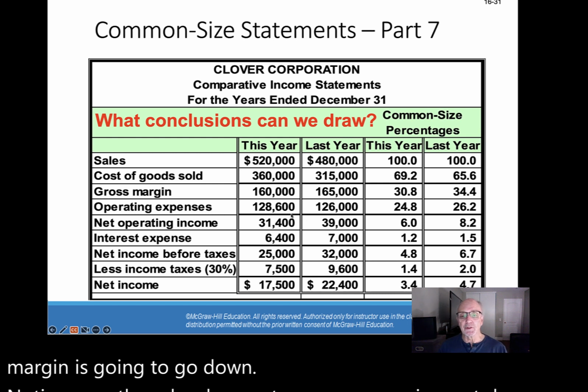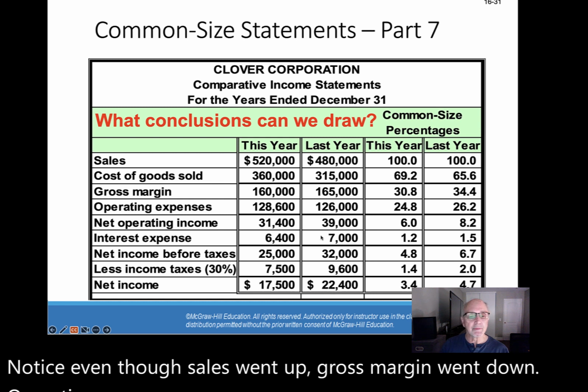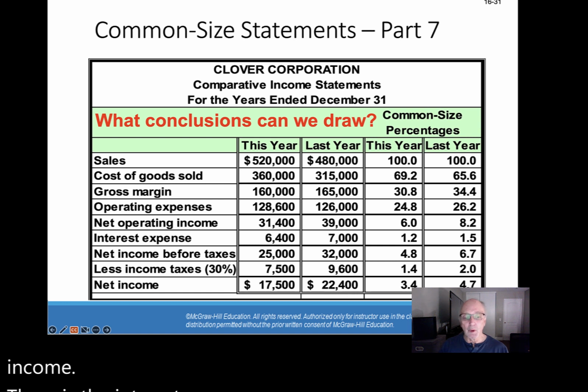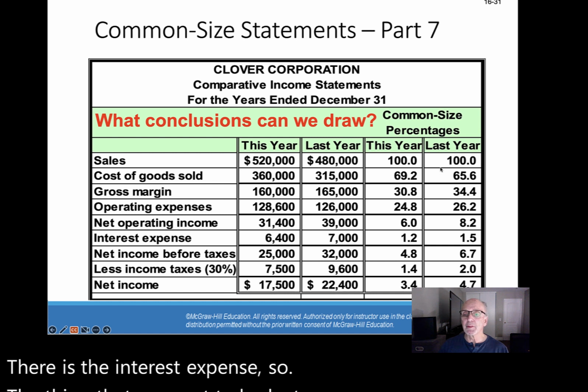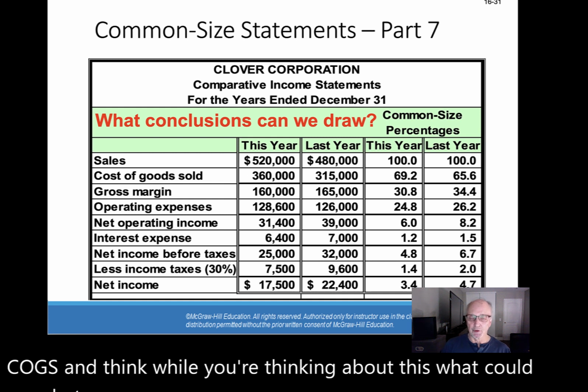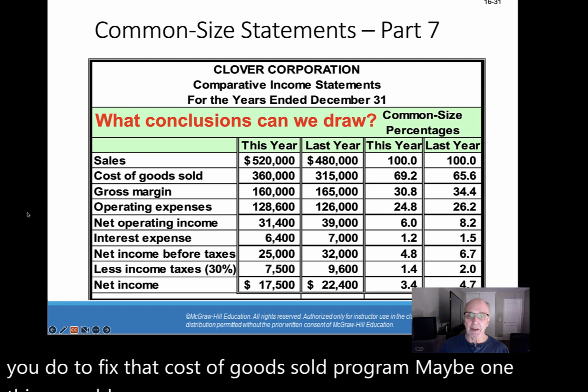Operating expenses, pretty much the same. Net operating income, there's the interest expense. So the thing that we want to look at here, what happened to COGS? And while you're thinking about this, what could you do to fix that cost of goods sold problem? Maybe one thing would be to go out and look for a new supplier.